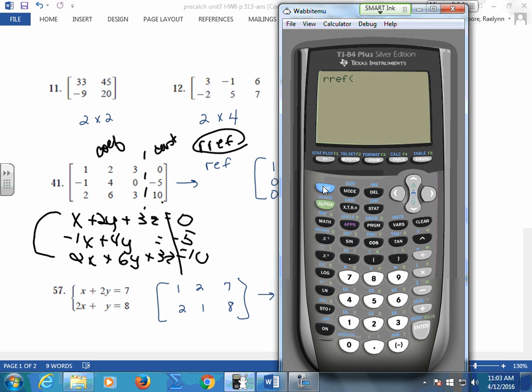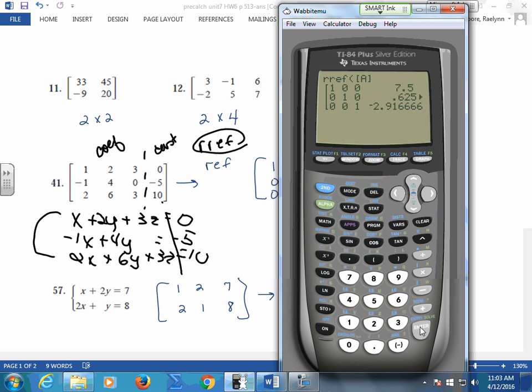Whoops. Sometimes my calculator is not cooperative. Second matrix. Not working for you? No. There it goes. And we tell it it was A. So now we hit enter, and it gives us this back.